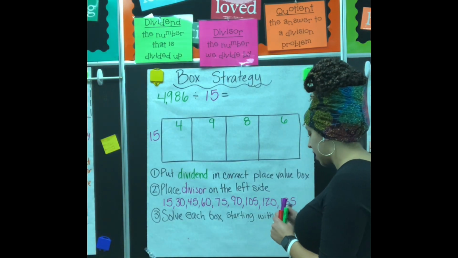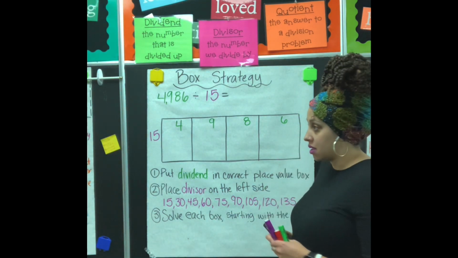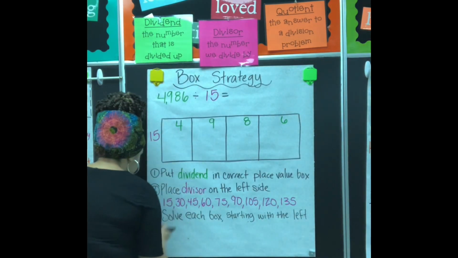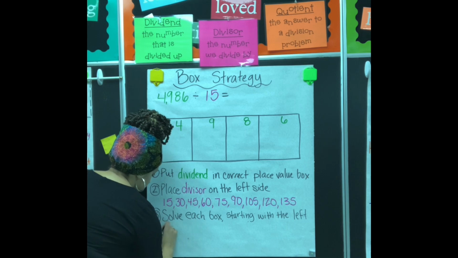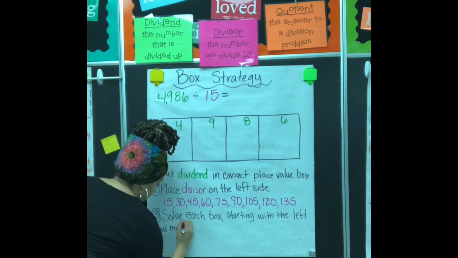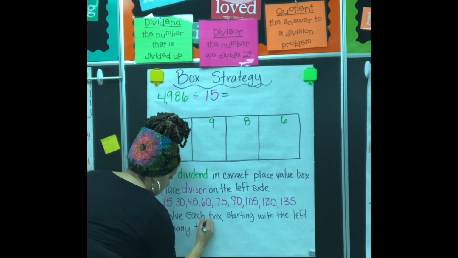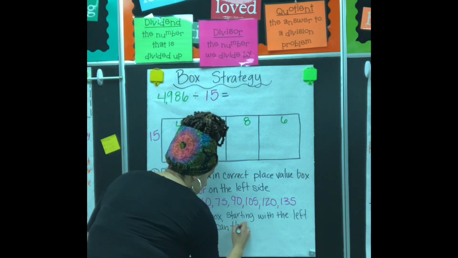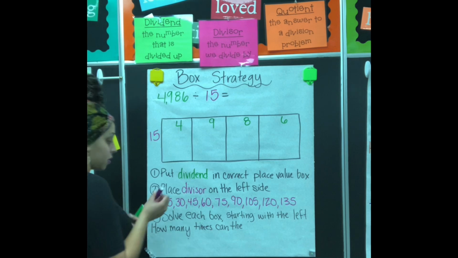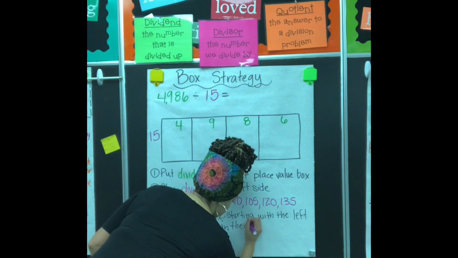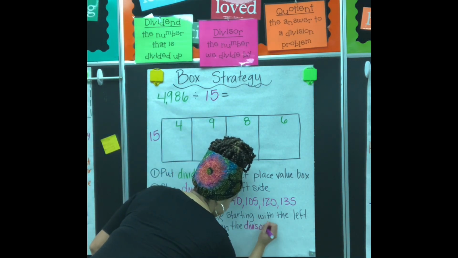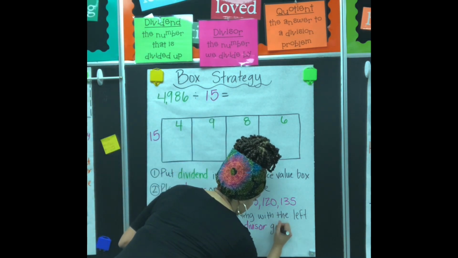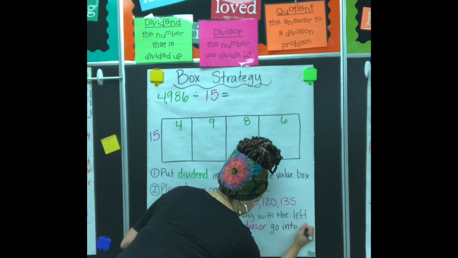And this is our thinking piece. Just like the lucky 7, we had to do it. Just like multiplication, we have to do it. We have to think: how many times can the divisor go into?